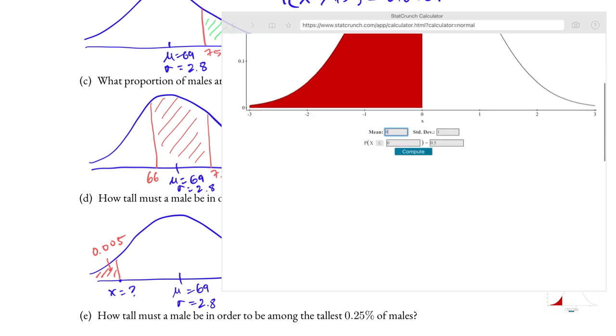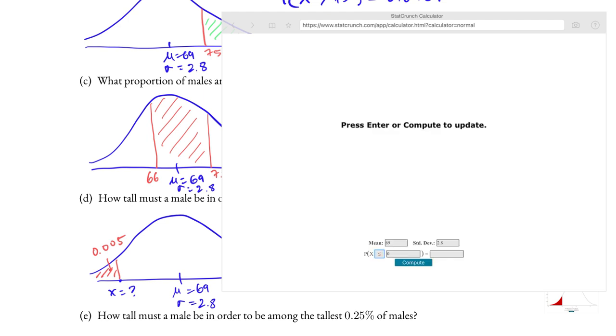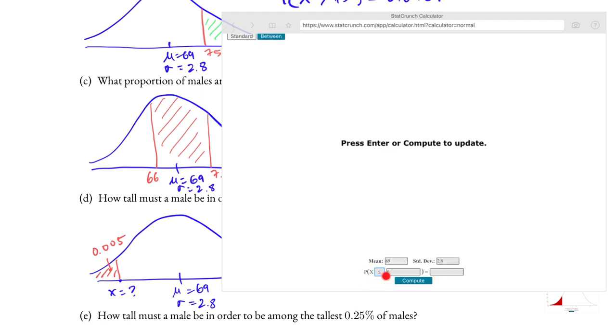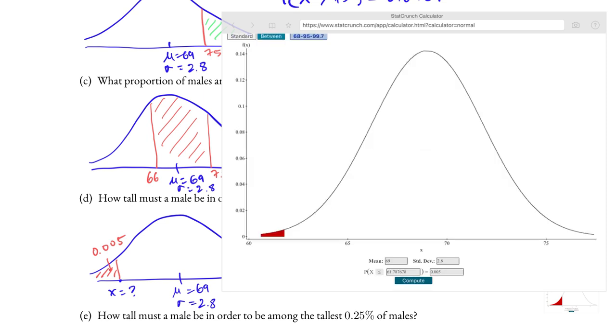To use the StatCrunch normal calculator for only one value, we would click on the standard feature in the upper left corner. Input the mean 69, the standard deviation 2.8, and choose the inequality box. Since we want the shortest or the lower left, we would choose less than or equals, but this time clear the box inside the parentheses. That is the x value, and we do not have it, but we have the probability, the area, and so we would type in the area 0.005 and then hit compute.